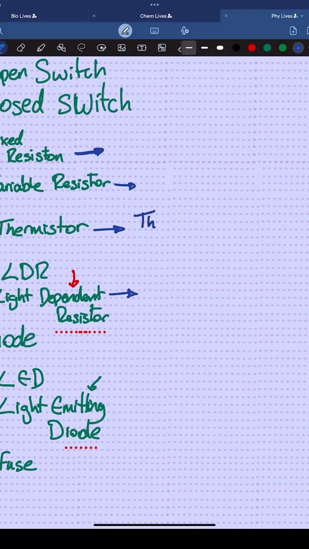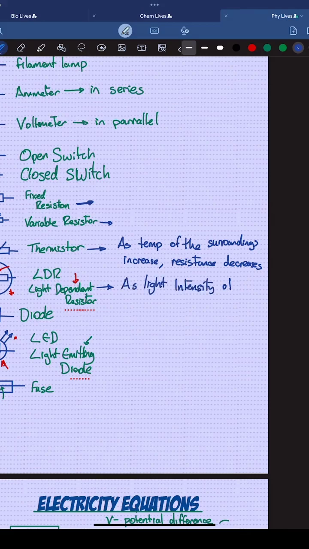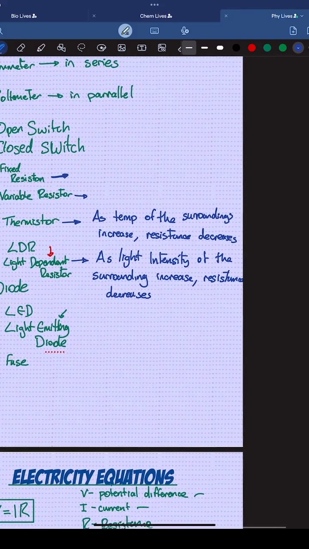Let's write this slightly differently. So let's say as temperature of the surroundings increases, resistance decreases. Whereas for an LDR, it's the same thing, but instead of the temperature of the surroundings, it's the light intensity of the surroundings. So here, as light intensity of the surroundings increases, resistance decreases. Okay? So remember that. Let's use that to answer our question now.